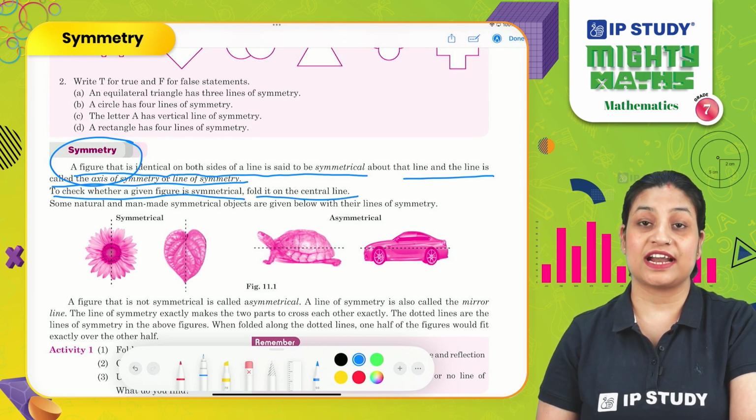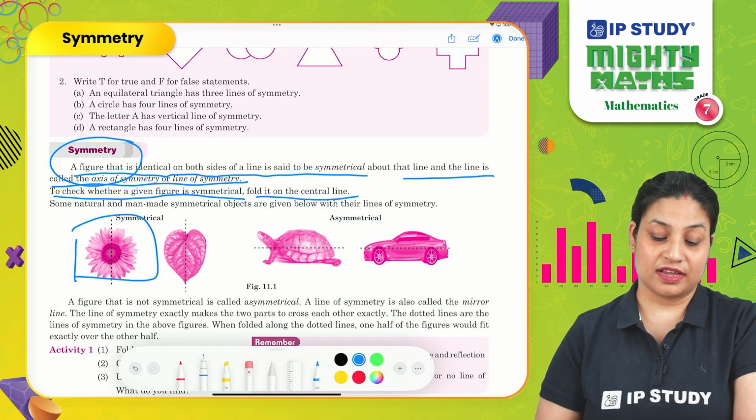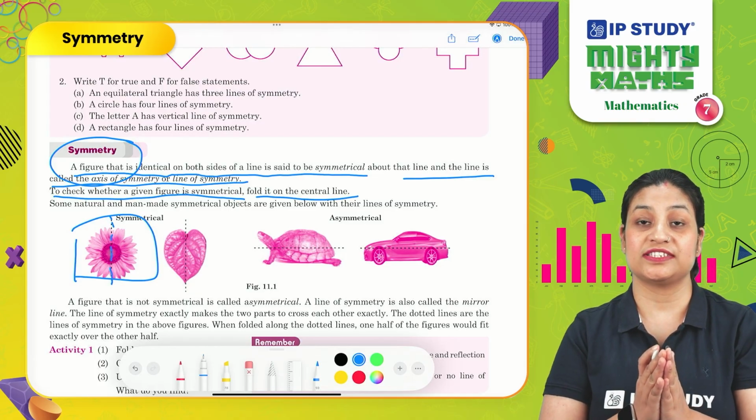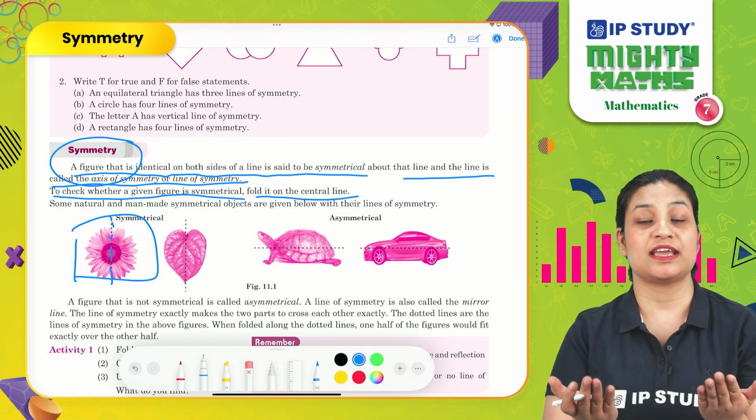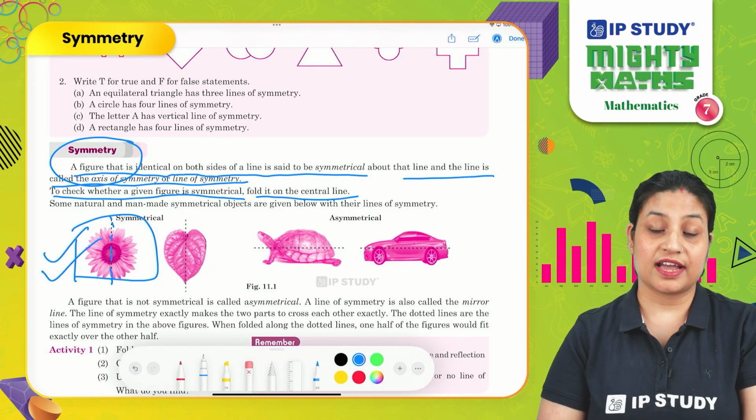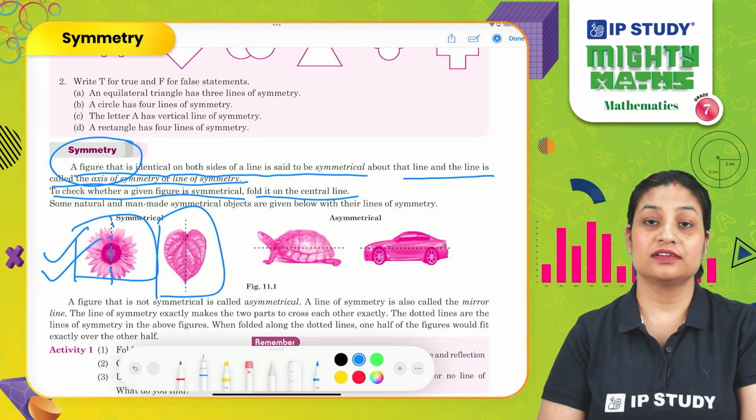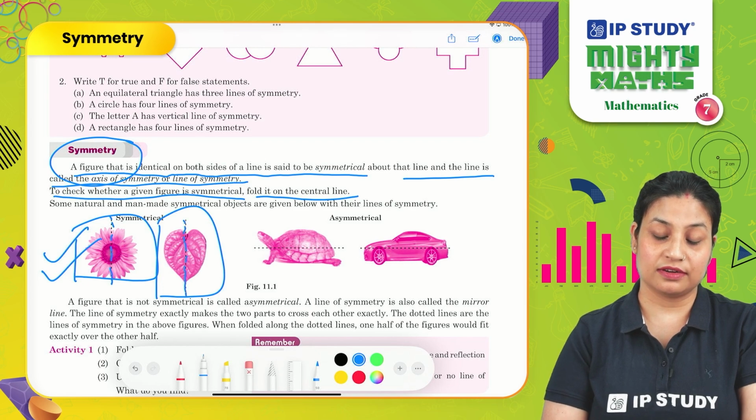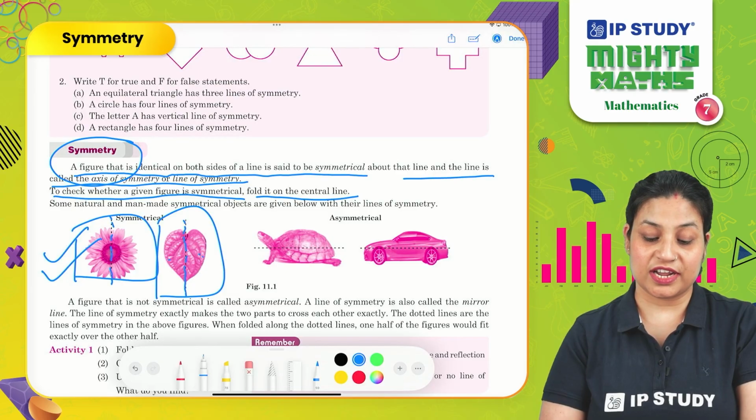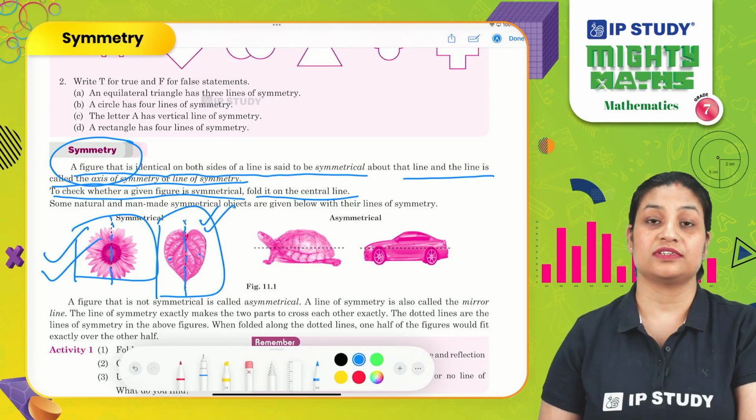In order to understand this, let's take some examples. Suppose you are given a picture of a flower. If I draw a dotted line at the center and fold it, what will I see? I will see the left part is exactly the same or identical to the right side, right? So in this case, I can say this is symmetrical. Similarly, let's take an example of a leaf. If I draw a dotted line, or say a line of symmetry, these two parts are totally identical or look similar to each other. Hence, I can say that this leaf is also symmetrical, right?